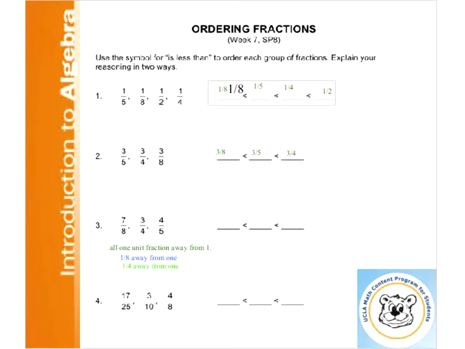So if I were to look at it, so if I were to order these, then I know that 3/4 would be less than 4/5, which is less than 7/8. Okay, so again, we're looking at complements to 1, and then using that idea of how far away it is from 1 to order those fractions.